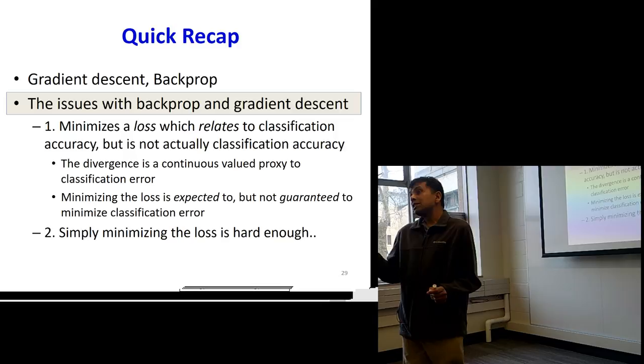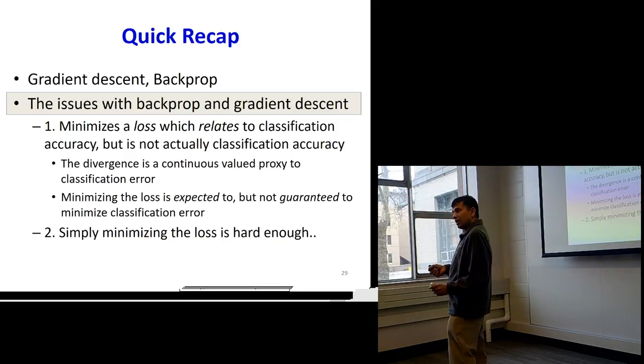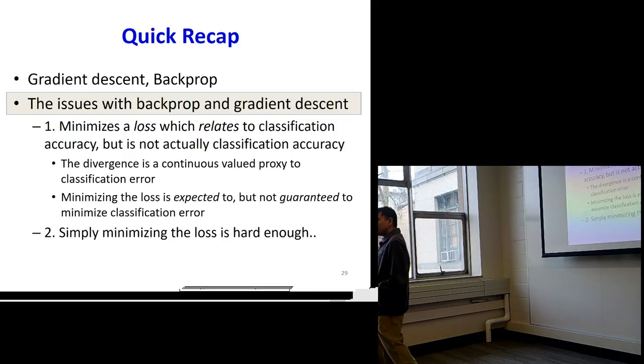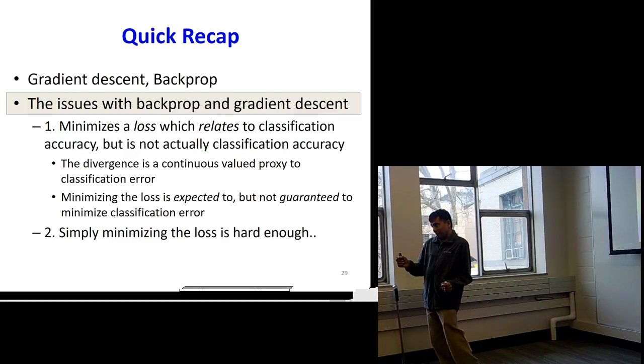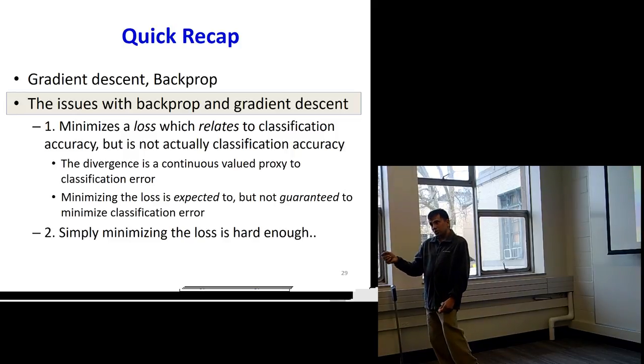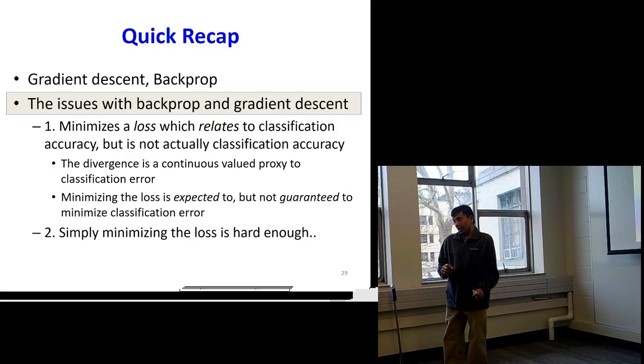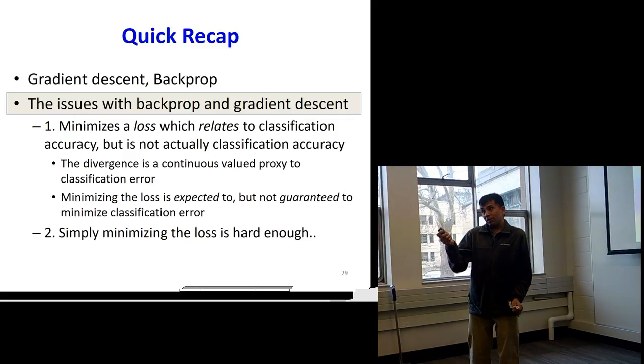The divergence is not classification error. Which means that minimizing the divergence is not guaranteed to minimize classification error. The two are related, the two are not the same. This is one of the big issues with backprop, if you treat classification error itself on the training data as what you're really trying to optimize. There were several questions about this on Piazza, just to clarify.